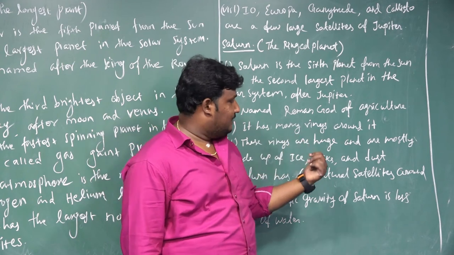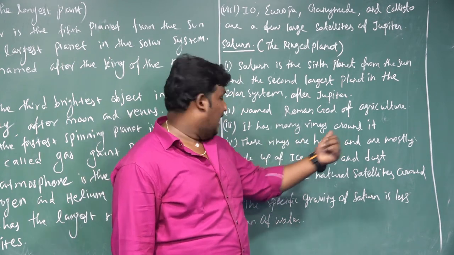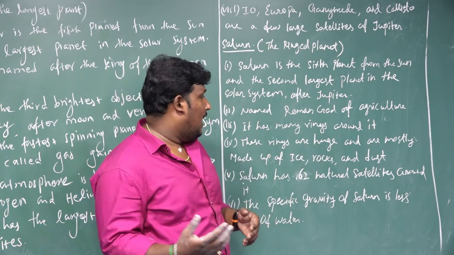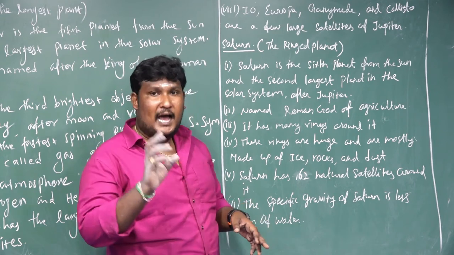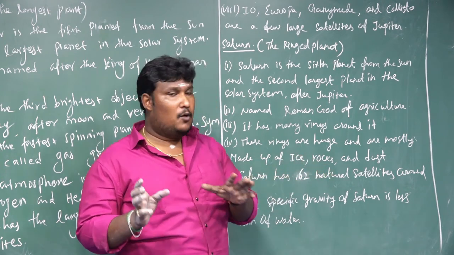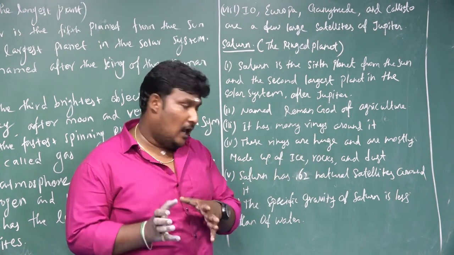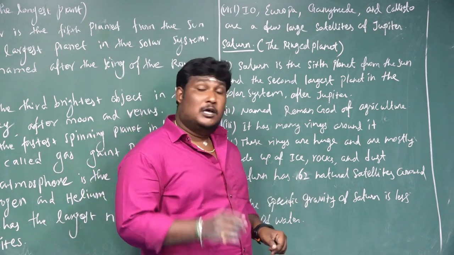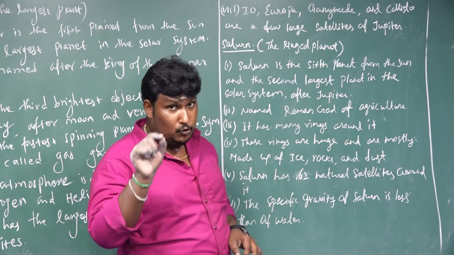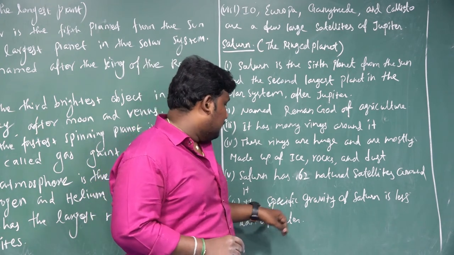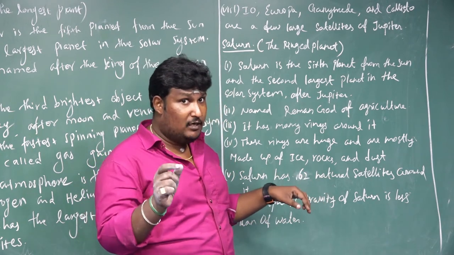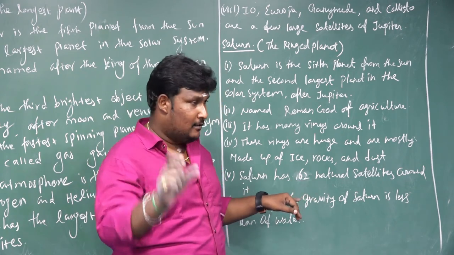It has many rings around it. These rings are huge and are mostly made up of ice, rocks and dust. Saturn has 62 natural satellites around it. The specific gravity of Saturn is less than that of water.